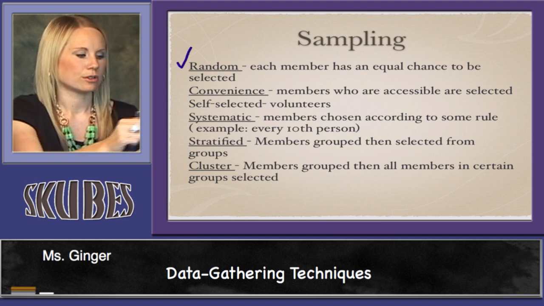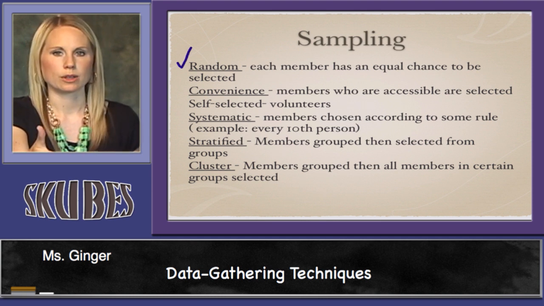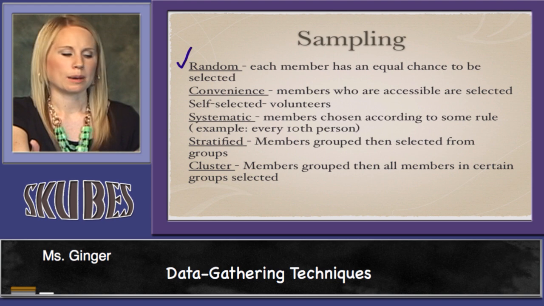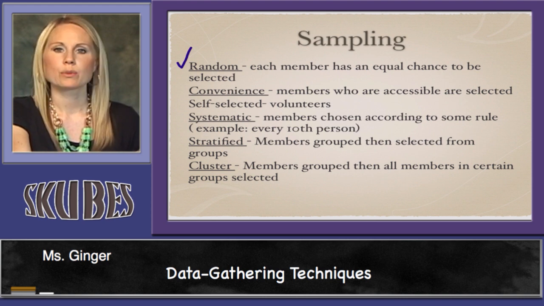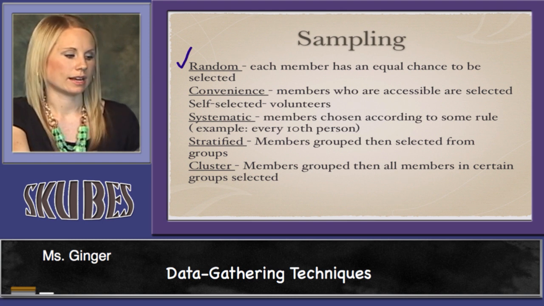So to ensure that you have a good, accurate sample that's reflective of your population, you always want to try to make your sample the most random. Okay, the more random, the better. Random meaning everyone has an equal chance of being selected for your survey or your data gathering.